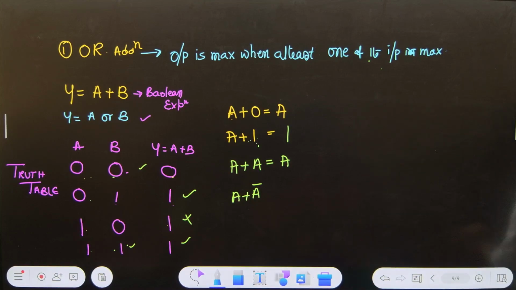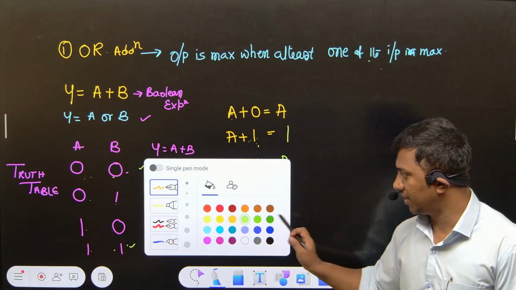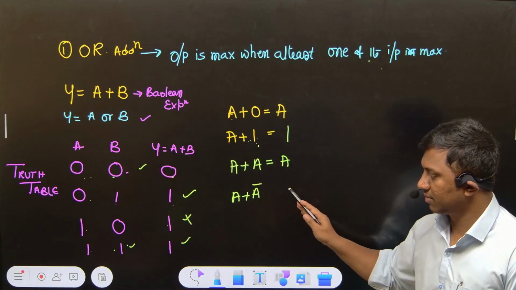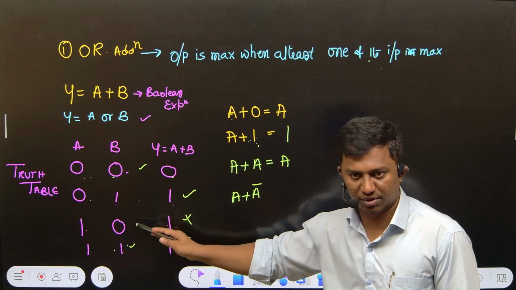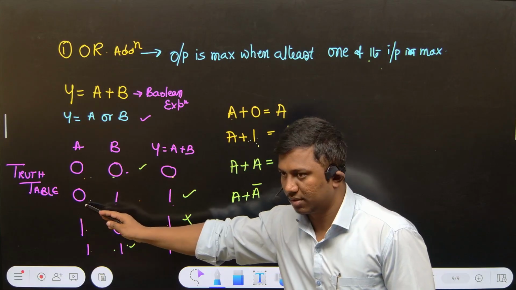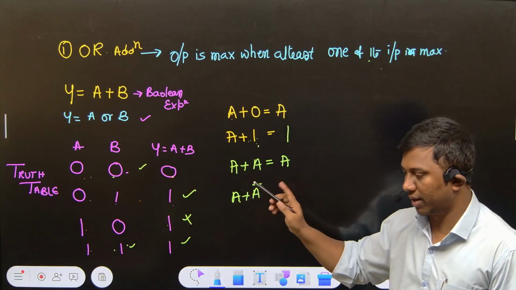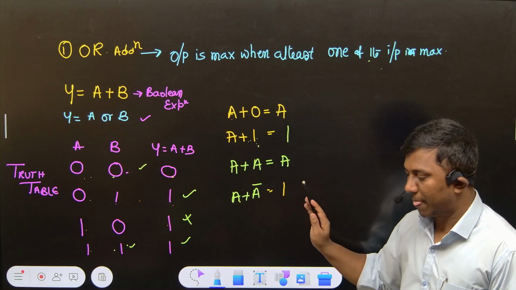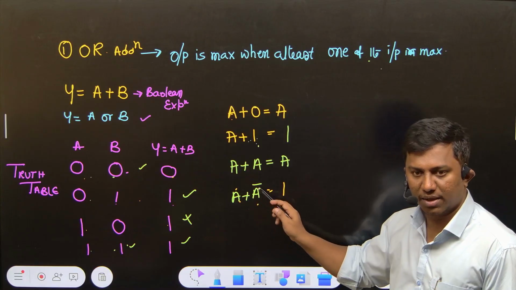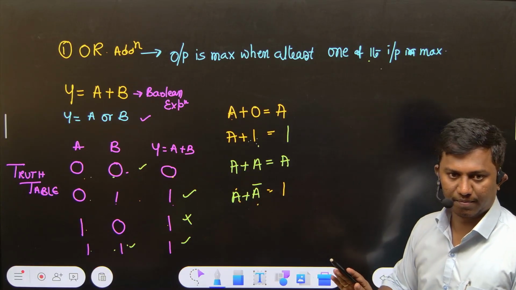A bar means the inverse of the input. If A is 1, A bar becomes 0. If A is 0, A bar becomes 1. Only two inputs are there, so the inverse of 0 is 1 and the inverse of 1 is 0. Then what will the answer be? If I give A equal to 0, A bar becomes 1. If I give A equal to 1, A bar will be 0. Still the answer is 1 only. Are you able to understand?